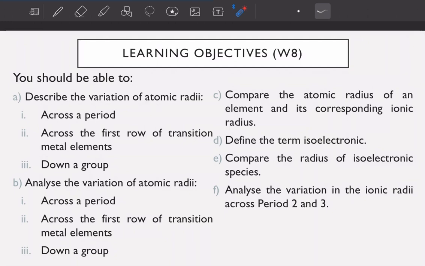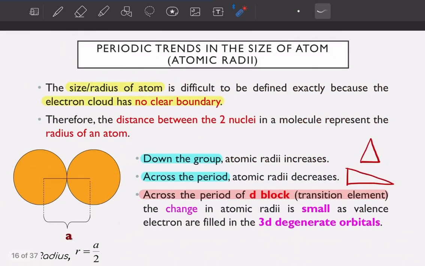Next, we will analyze the variation in the ionic radii across period 2 and 3. So this is basically half of 3.2. We will cover this in week 8 and the rest will be covered next week. Our atoms, the size across the period and the size down the group, have a general trend.